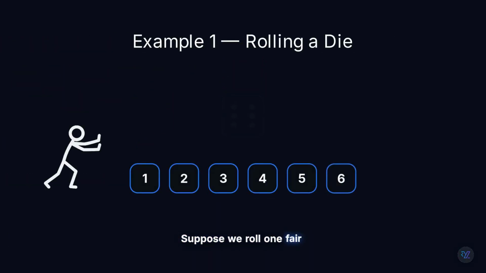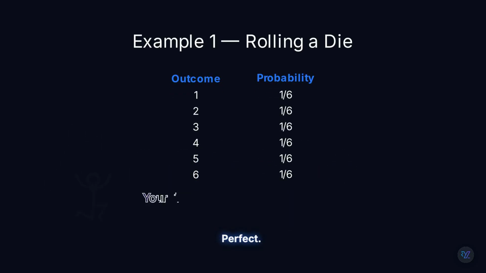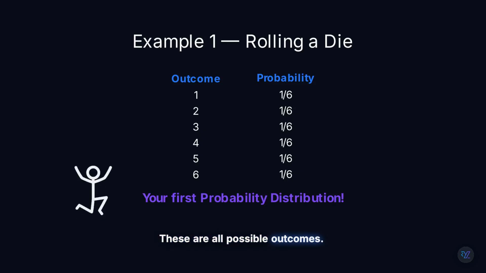Let's build our first probability distribution. Suppose we roll one fair die. Question, what are all the possible outcomes? Perfect. These are all possible outcomes. Now, what's the probability of rolling each one? Since the die is fair, every face is equally likely. Congratulations, you just built your first probability distribution.